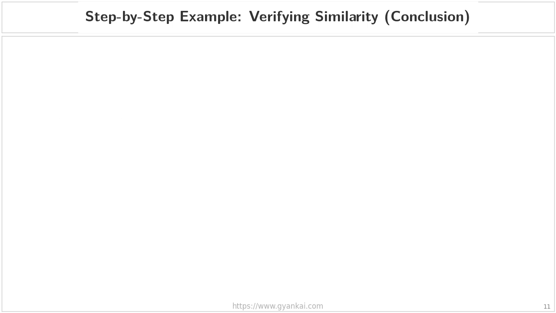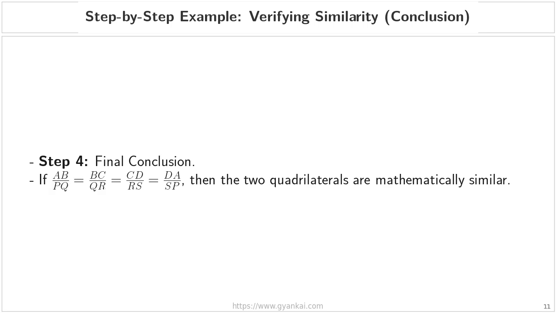Step-by-step example, verifying similarity conclusion. Now that we have calculated all our individual ratios in the previous step, we reach step 4, our final conclusion. This is the moment of truth where we bring everything together. Look closely at your results.